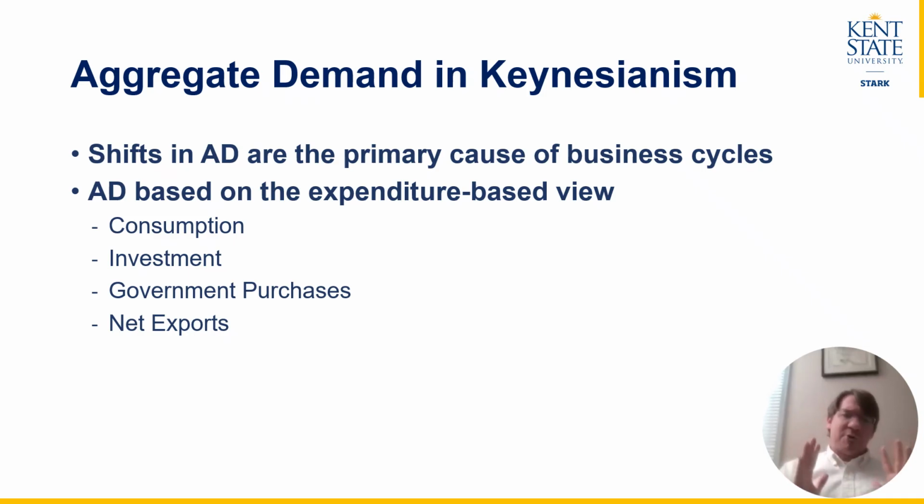Right, so then aggregate demand is really the emphasis of Keynesianism. Keynes very much believed that what causes depressions is a lack of effective demand, as he called it, or aggregate demand in our current language. So he really thinks that a shift in aggregate demand is the main reason we see business cycles happen, that sometimes aggregate demand collapses, and this then leads to depressions. Aggregate demand, remember, is based on this expenditure-based view. It's all about how much spending people do, and specifically in those four key components of consumption, investment, government purchases, and net exports.